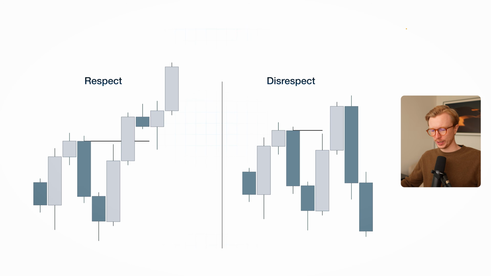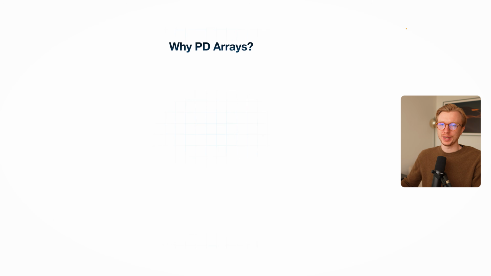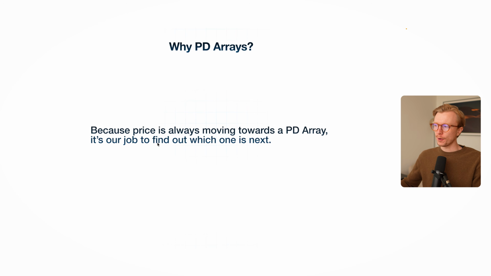Okay, so why are we talking about this? Why is this even important? Why PDAs? What's the point of this? Well, because price is always moving towards a PDA. It is our job as traders to find out which one is next. And by understanding if we are respecting or disrespecting a PD array, we can understand which PD array we are moving towards next, which we're about to dive into.